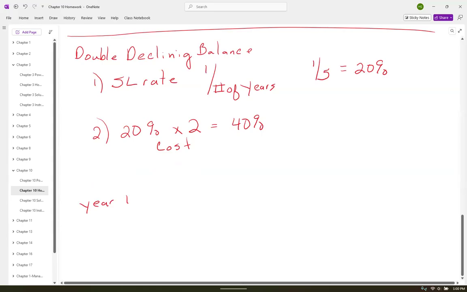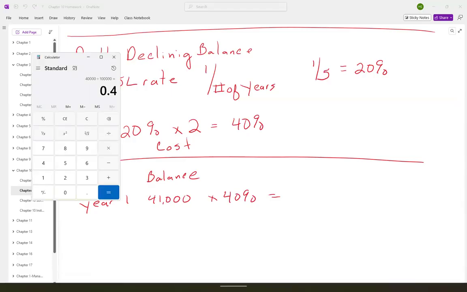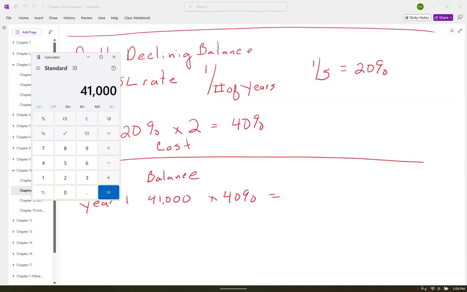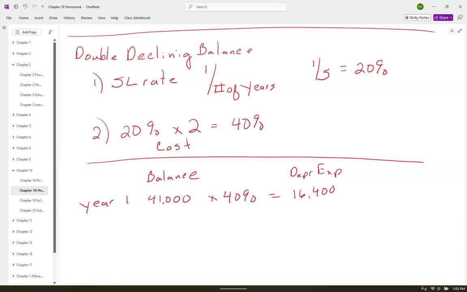I'm going to bring this down a tiny bit and just put balance. That balance, we're going to start with 41,000. We're going to multiply that times 40%. Remember, we do not take the salvage value out on the front end of this one. That gives us 16,400. This is my depreciation expense for year one.